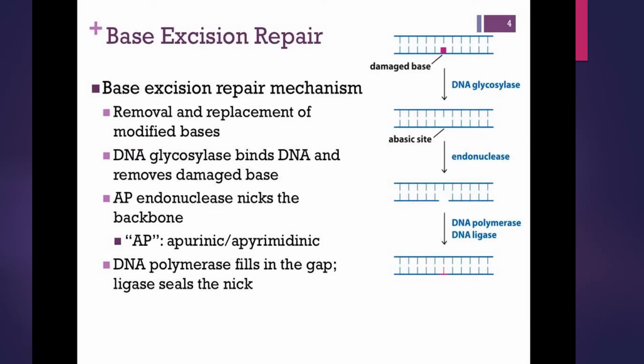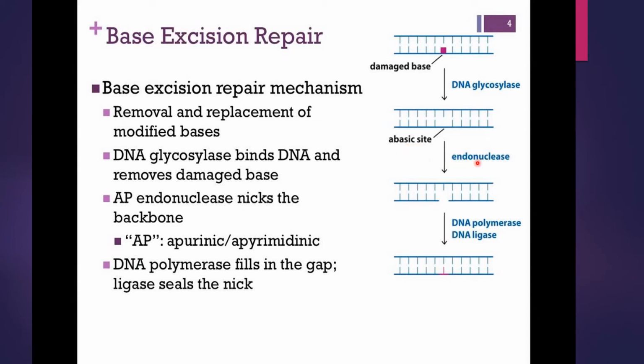Base excision repair. The base excision repair mechanism, in this figure, you can see the damaged base is highlighted here in the purple color, and the damaged base is identified or glycosylated by the DNA glycosylase enzyme. It forms an abasic site. Abasic means a site without any base in that nucleotide.